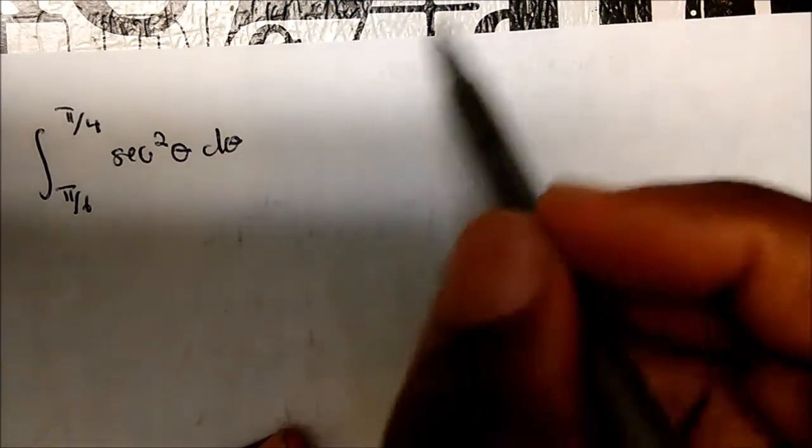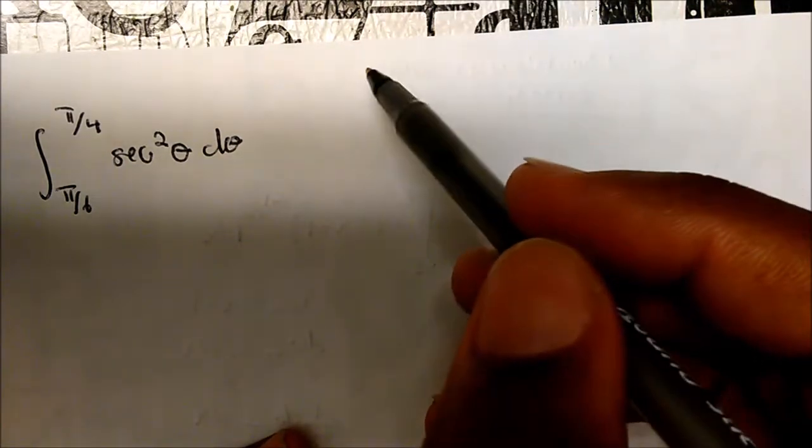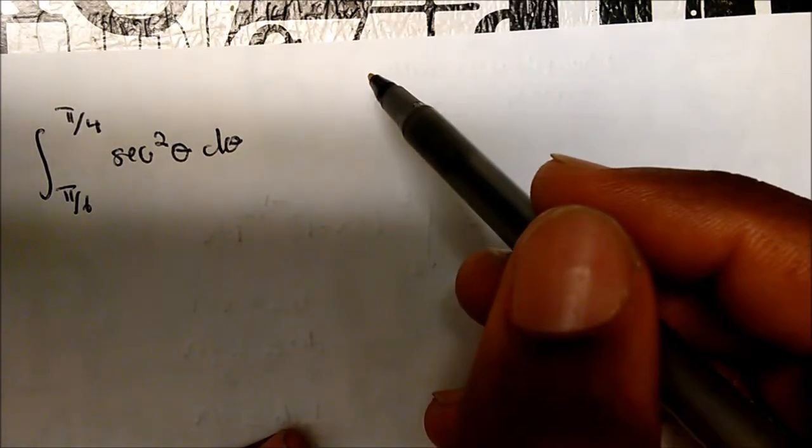Well, to think of it, you want to look for things that are derivatives of each other. In this case, I can't set u equal to secant of theta, because when I take the derivative of secant of theta, I get secant of theta tangent of theta, so that wouldn't make any sense. All right, so what else could we set it to?